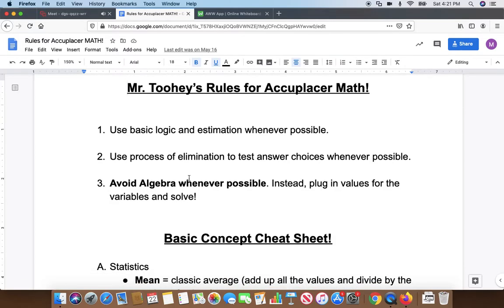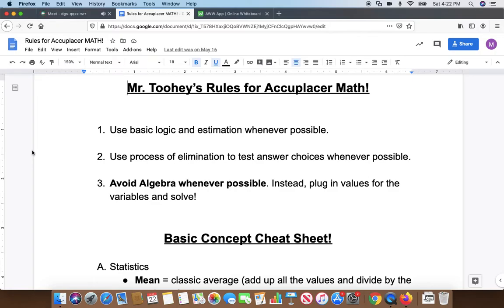It is maybe the most important strategy. Let me rephrase this. It is definitely the most important strategy I can teach you for your success on the Accuplacer. And it's going to account for maybe half the questions that you're going to answer and get right. Go ahead and read rule number 3 for us, please, Kiesia. Avoid algebra whenever possible. Instead, plug in values for the variables and solve.